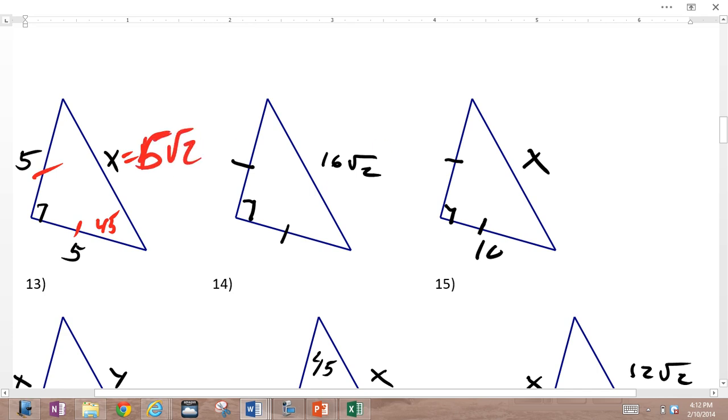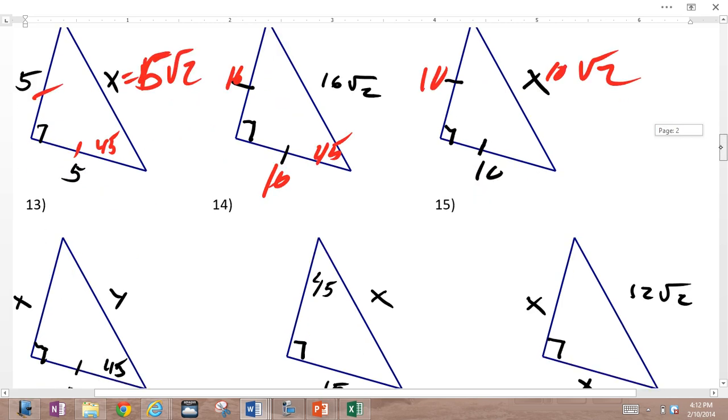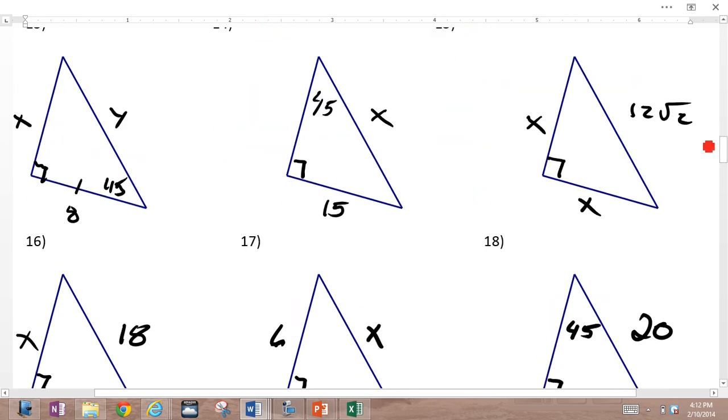This is a 45, 45, 90, so it's 8 root 8. I'm sorry, 16. That's 16 and 16. This is 10, 10, 10 root 2. All right. This is a 45, 45, 90, so it's 8, 8, and 8 root 2. This is a 45, 45, 90, so it's 15, 15, and 15 root 2.